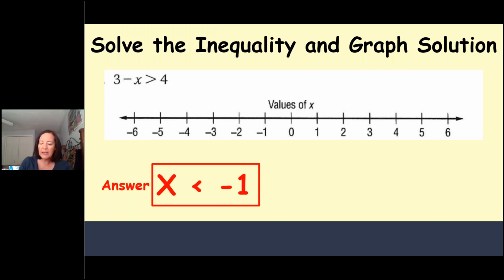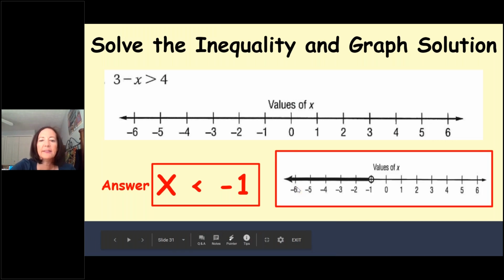Okay, who was solving this one? Danielle was solving it. Okay, Danielle, if you graph this one, we need to graph x is less than -1. So what we're going to do is have an open circle over the -1 going towards the left. That is exactly correct. Nice job.